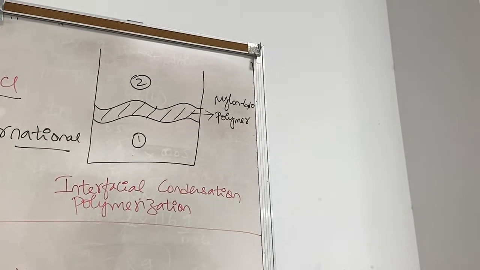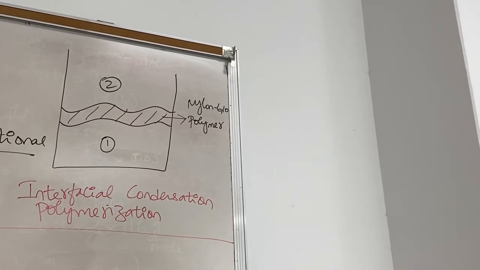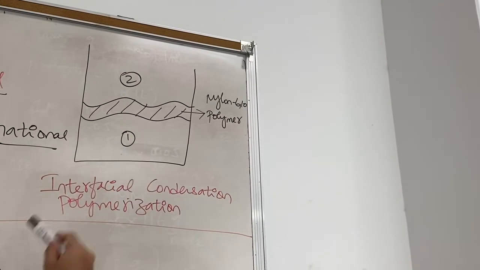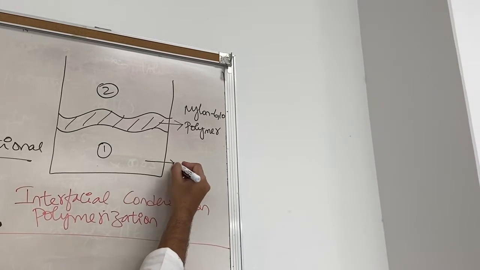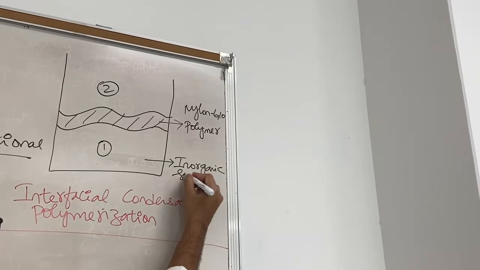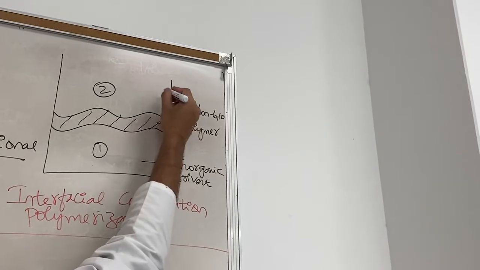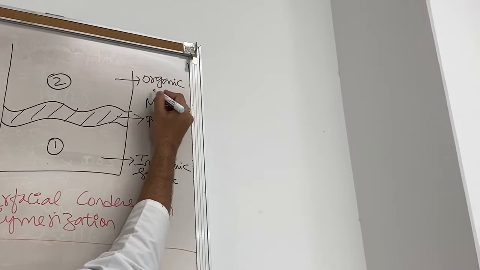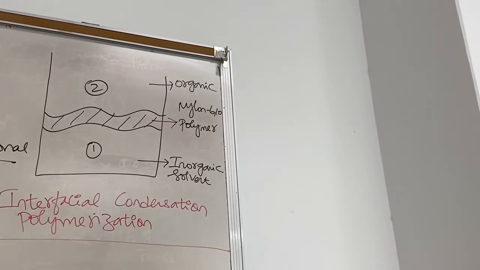So here is the first monomer, and then here is the second monomer. These two monomers will not mix, because the first monomer, hexamethylene diamine, we are dissolving in water, which is an inorganic solvent. This second monomer, sebacoyl chloride, we are dissolving in hexane, which is an organic solvent.